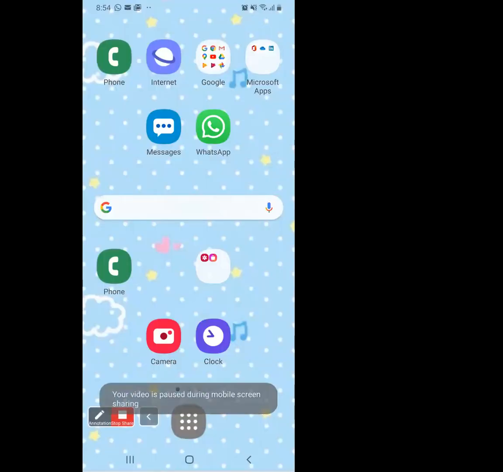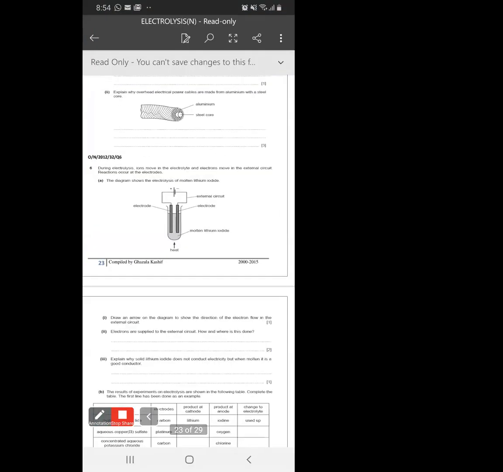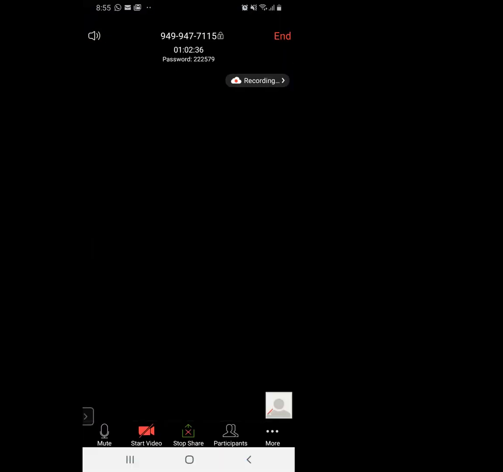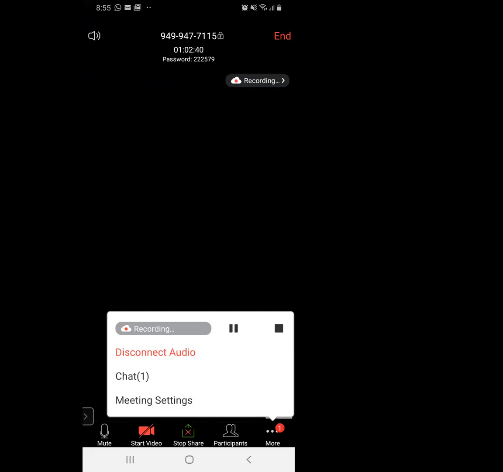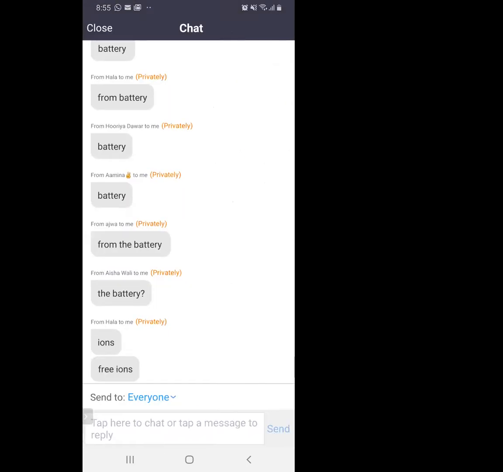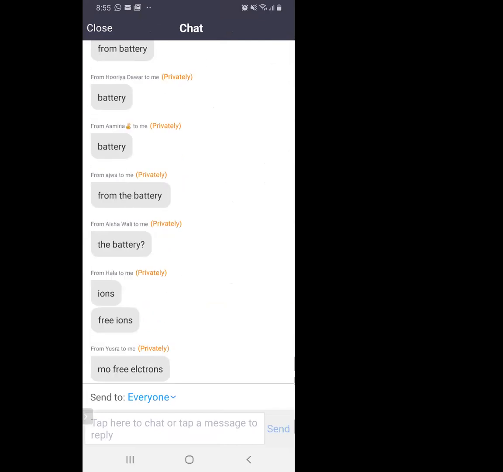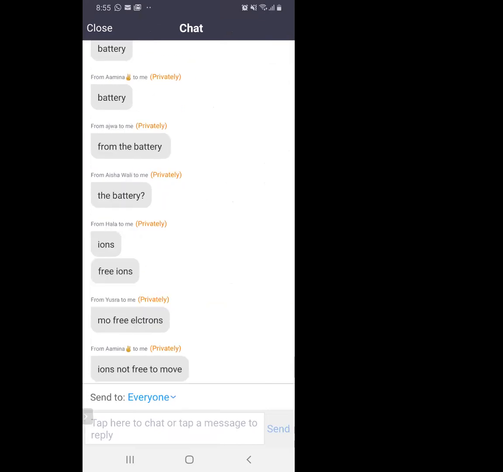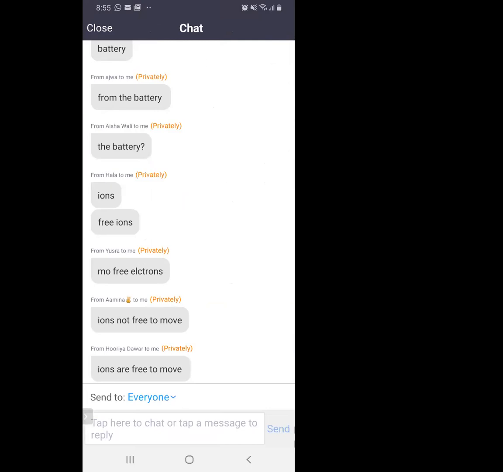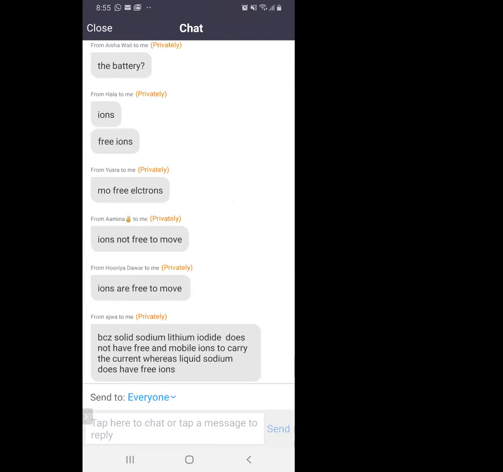So let's move on. Explain why solid lithium iodide does not conduct electricity, but when molten, it is a good conductor. Yes, ions, free ions in molten, mobile ions. Yes, okay. By free you mean mobile, yes. But you will say the whole thing. Heating will free the ions, heating will make them mobile, otherwise they are fixed in their positions and they will not be able to conduct electricity.